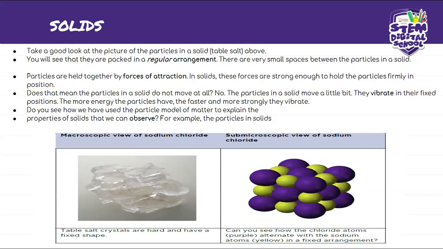Do you see how we have used the particle model of matter to explain the properties of solids that we can observe? We have already seen that in liquids and we are seeing that in solids. For example, this is table salt crystals and they are hard and have a fixed shape, so that we can see and feel it. That is the macroscopic view of sodium chloride. Then this one is the submicroscopic view of sodium chloride, what we cannot see. Can you see how the chloride atoms alternate with the sodium atoms, in a fixed arrangement?